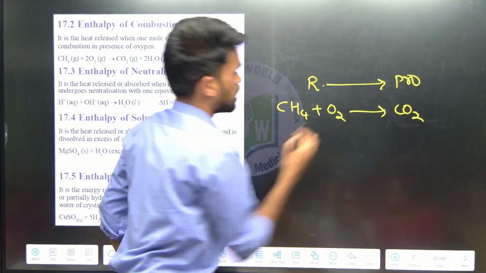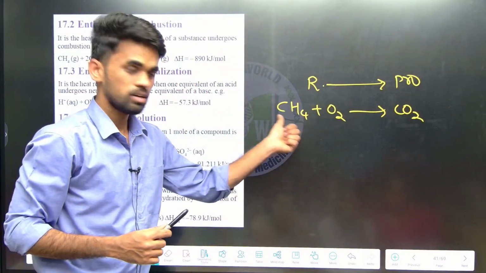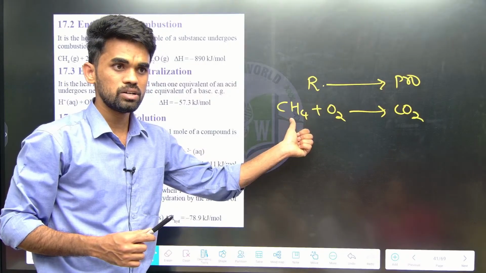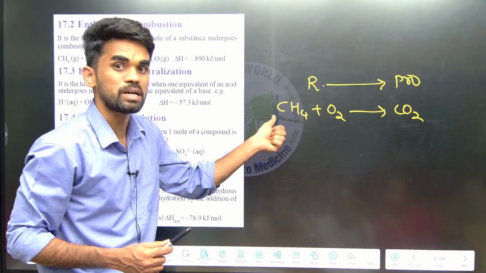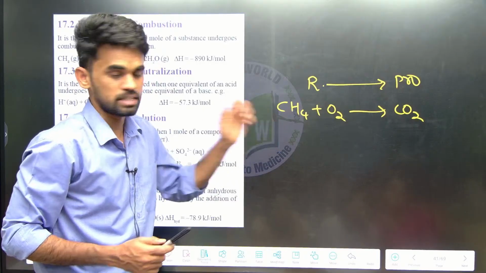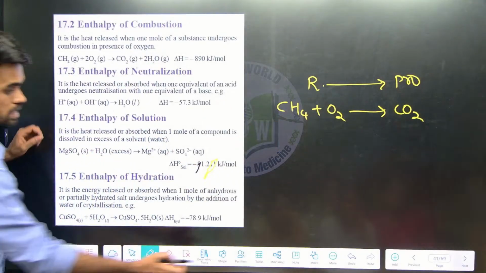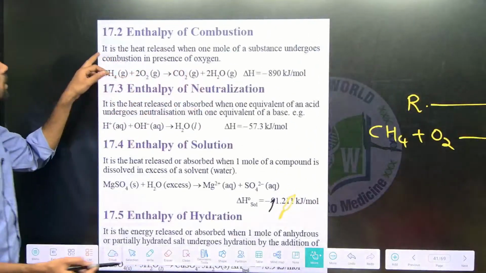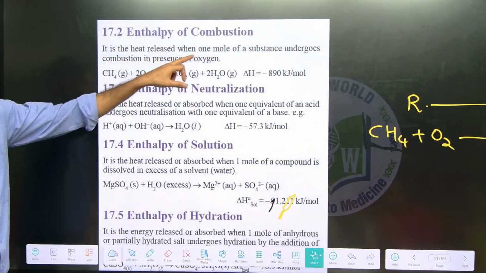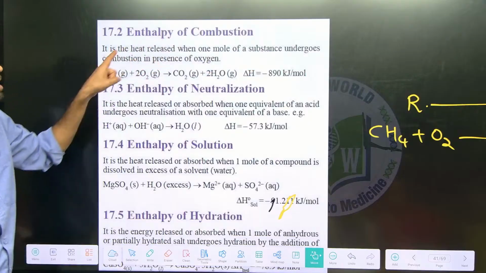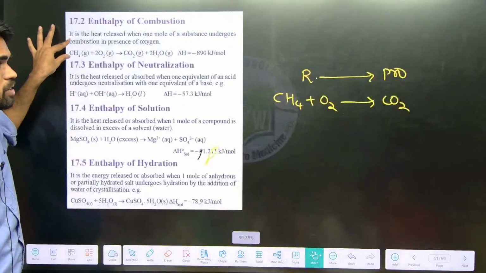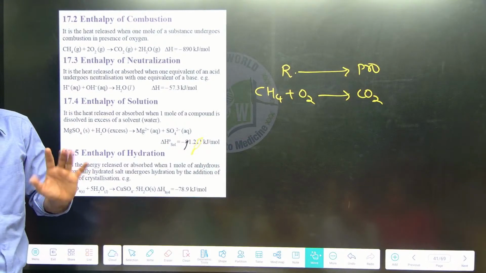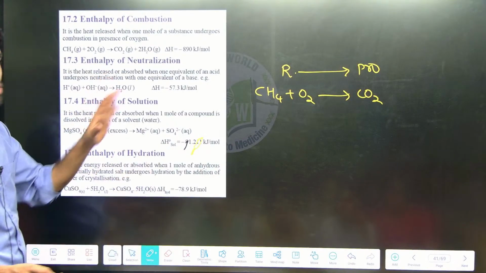So who is undergoing combustion here? The reactant, methane only. So 1 mole of that substance should be present on the reactant side. Now read this definition once again: it is the amount of heat released when 1 mole of a substance undergoes combustion in the presence of oxygen. For combustion, we definitely require oxygen, so you can say complete oxidation also here.